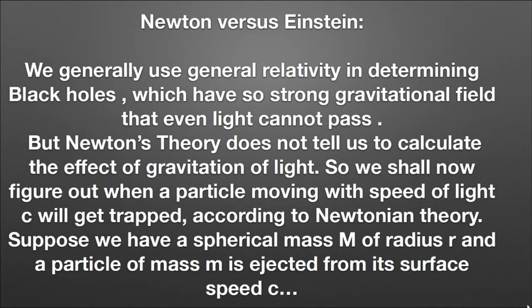So now what we come to is Newton versus Einstein, the basic rivalry in physics. Einstein's general relativity, we usually use in determining black holes. And we all know black holes are nothing but strong objects which have such a large gravitational field that even light cannot pass. But in Newton's theory of gravitation, there is no mention of the effect of gravitation on light. So now we will try to explain the effect of gravity on light through Newtonian theory. Okay, next slide.